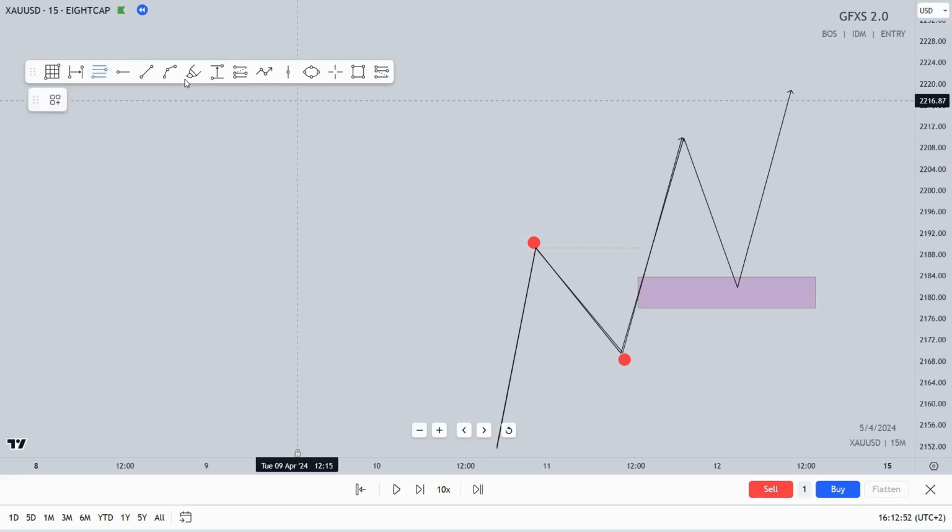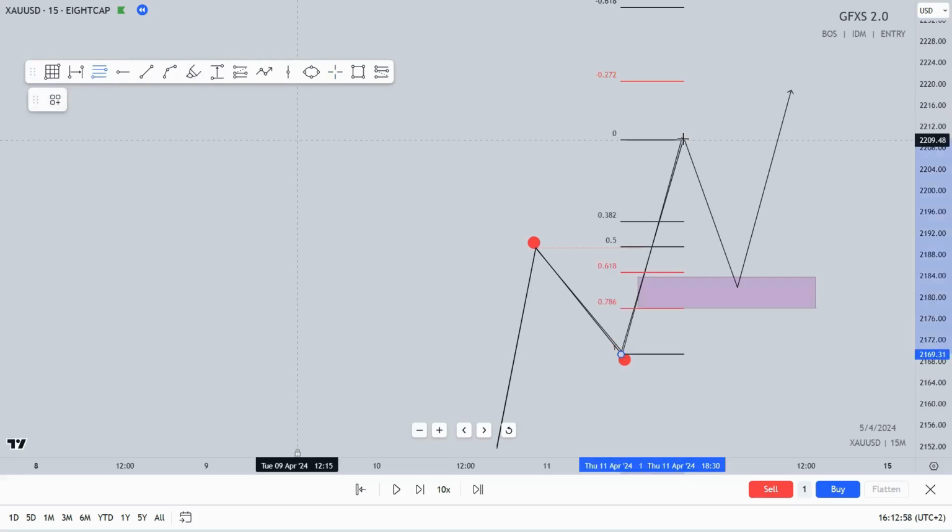To find the equilibrium, you need to mark from the swing low to the swing high of your trading range. The 50% is your equilibrium. And then we know that between the 61.8% and the 78.6% is the golden zone. If you find a fair value gap which aligns perfectly with the golden zone, that's where you want to take the trade. So you're going to be taking the trade on the fair value gap.